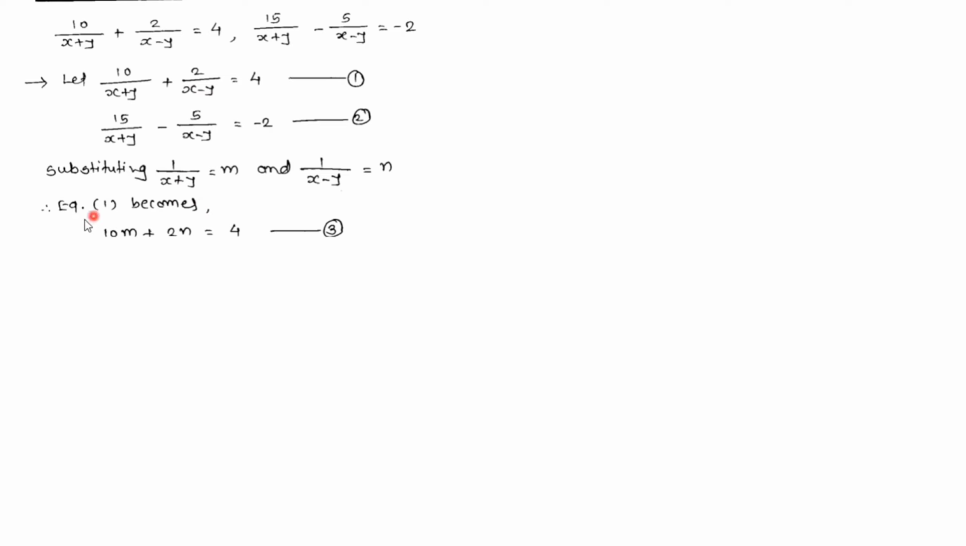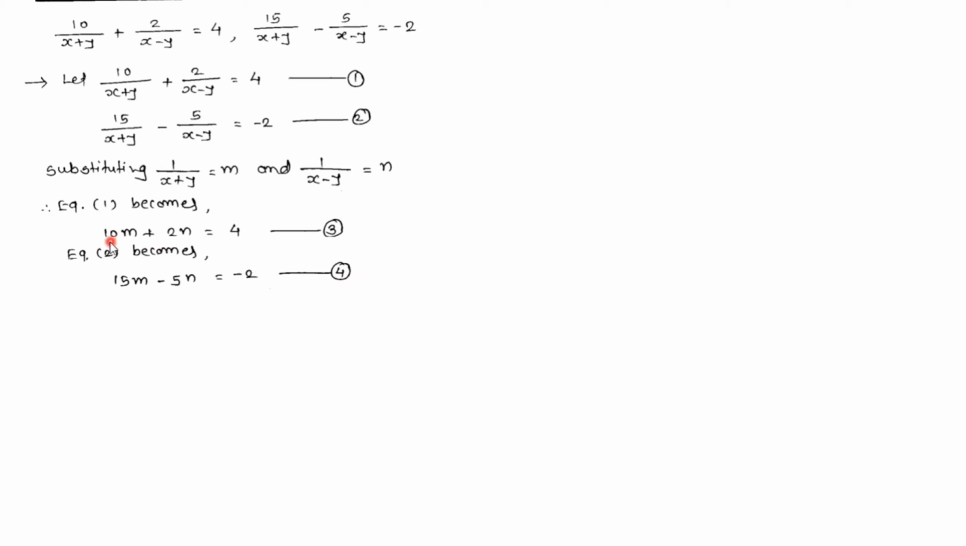So by having this substitution, we have the equation 1 as 10 into 1 divided by x plus y, that is 10 into m plus 2 into n, that is equal to 4. We call this as equation number 3. In the same way, for the second equation, if we have the same substitution, we get 15 into m minus 5 into n is equal to minus 2. We'll call this as equation number 4.